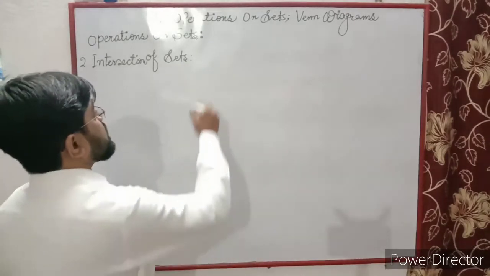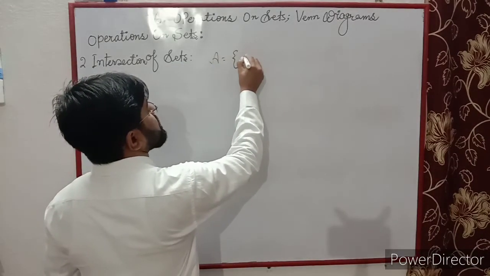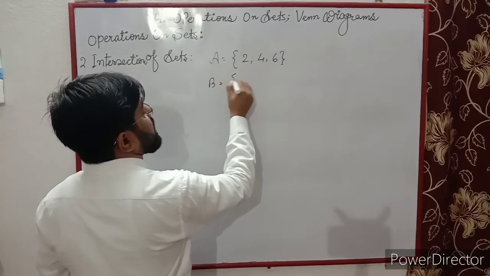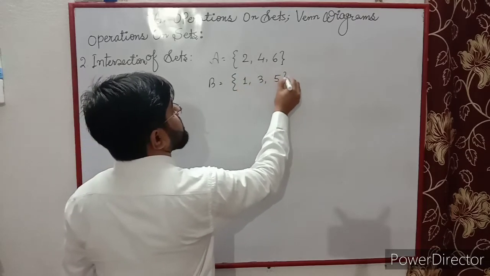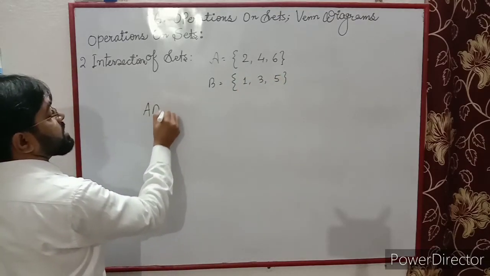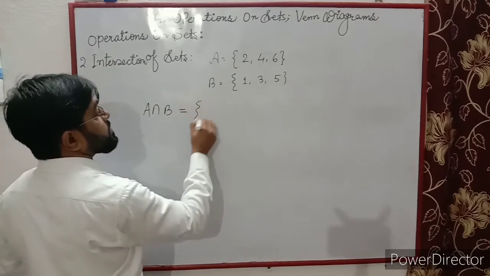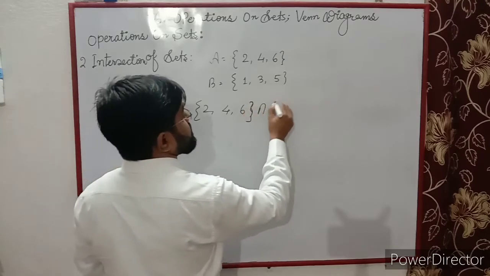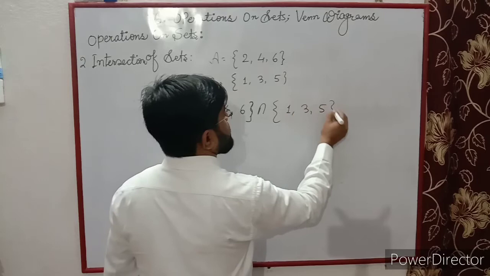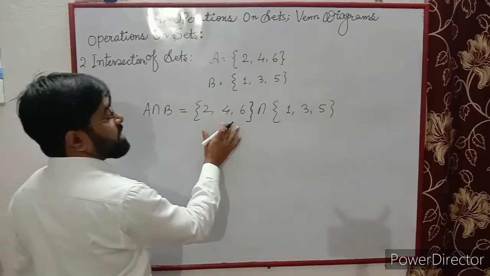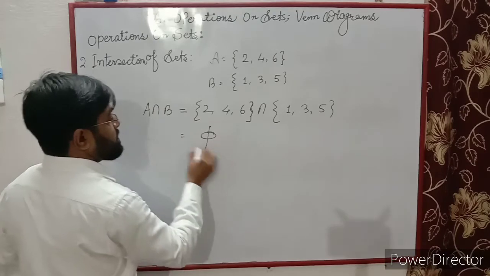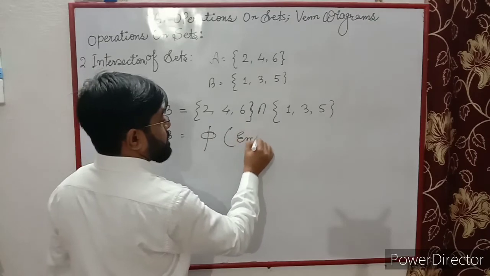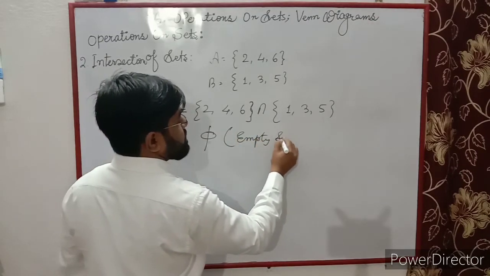Let's see one more example. Suppose we have a set A having elements 2, 4, 6 and set B having 1, 3, 5. So A intersection B is equal to 2, 4, 6 intersection 1, 3, 5. There is no common element in set A and B, so that is the empty set. So A intersection B is the empty set.